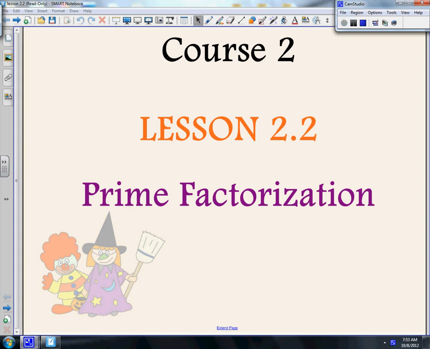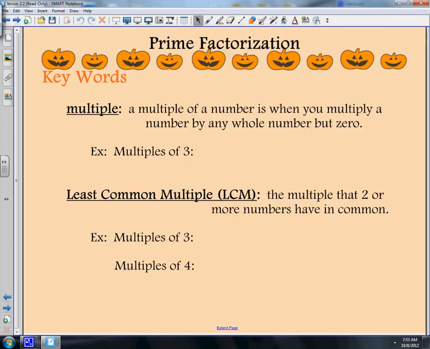Hey guys, this is course 2, lesson 2.2. It's prime factorization. This has a lot of notes, so this might be a little bit long of a lesson. So, first, in your notebook, write down some key words.